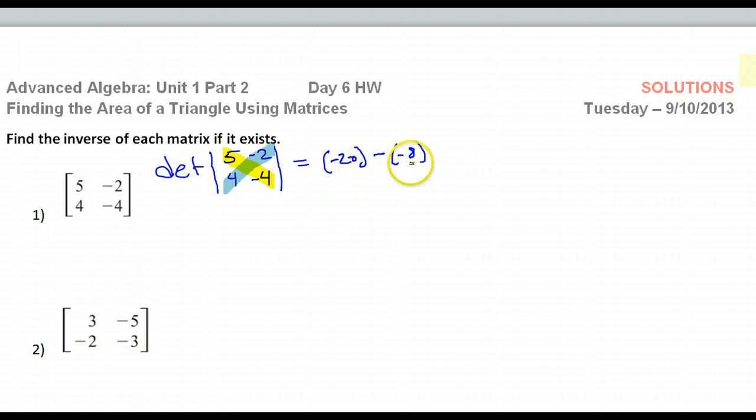All right, so it's negative 20 minus negative 8. Don't forget that minus and negative is addition. So this is really negative 20 plus 8, which is going to be negative 12. Okay, so that is the determinant.